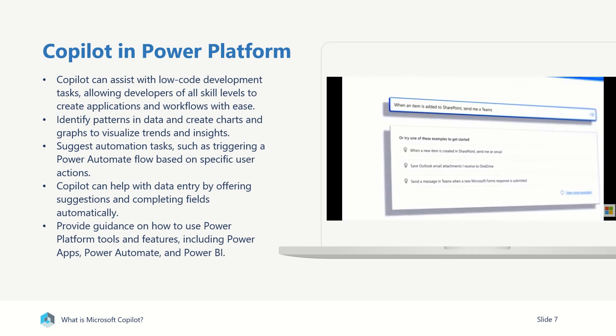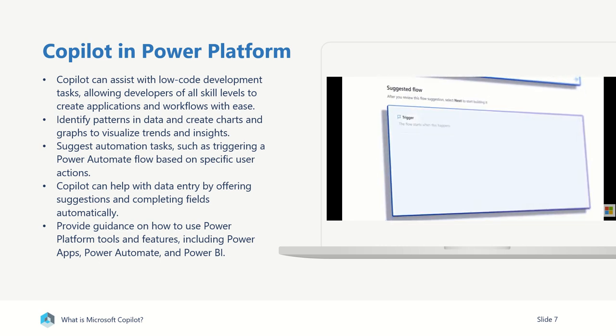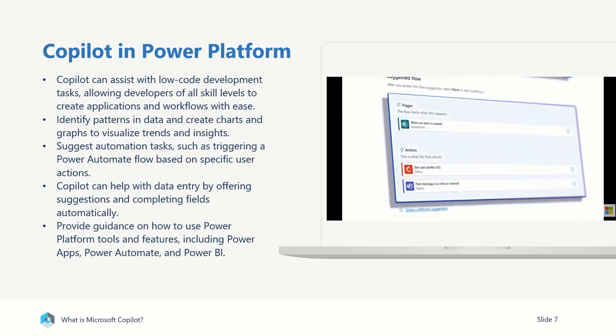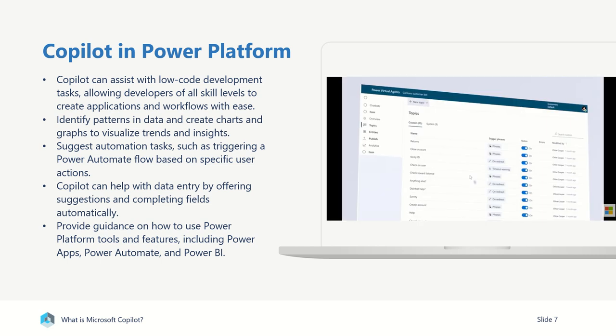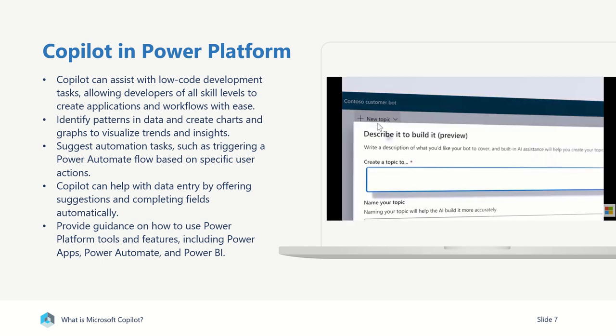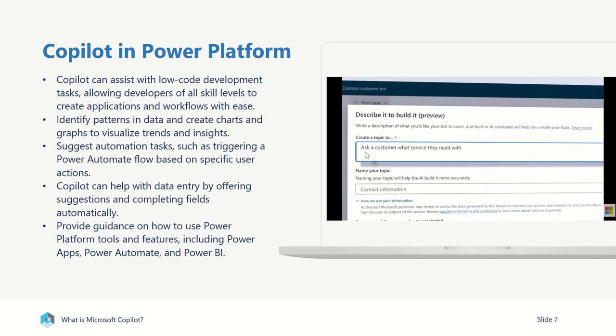it's now taking it to the next level where you can type in something like, when an item is added to a SharePoint list, I want you to send an email, for example, and then it'll start pulling out the actions from Power Automate to allow you to choose what it is that you're building.